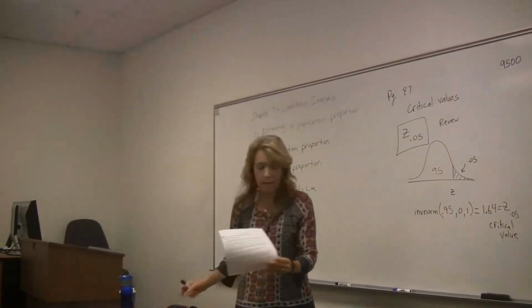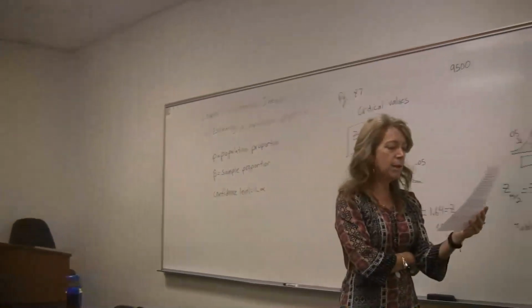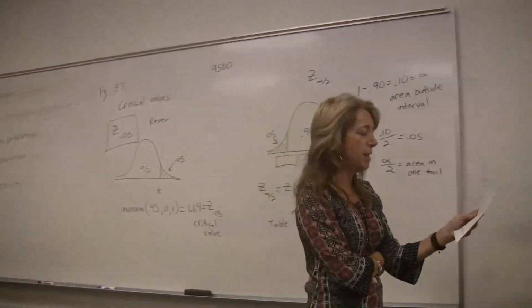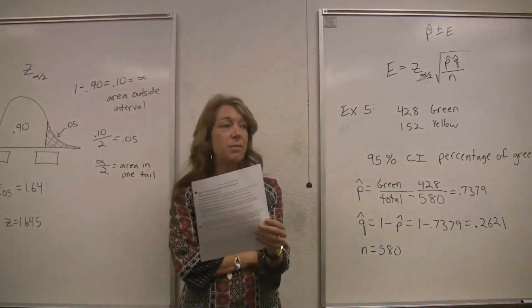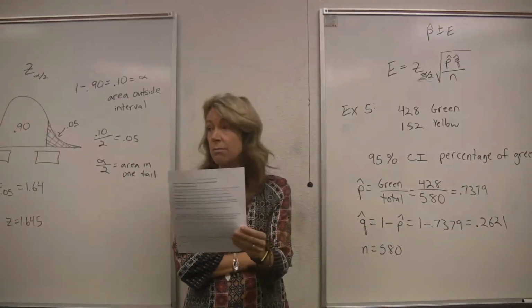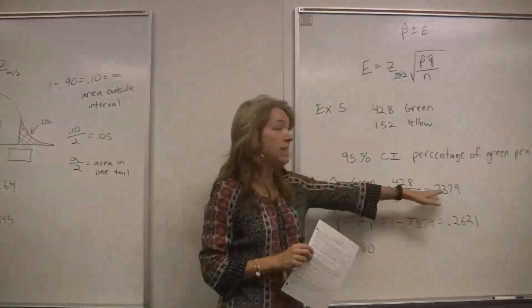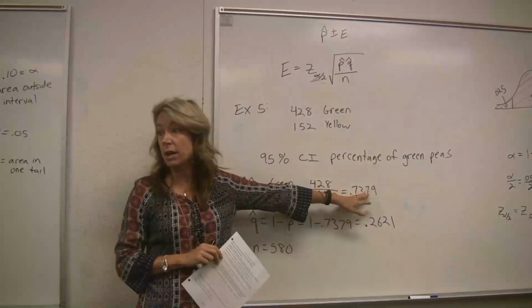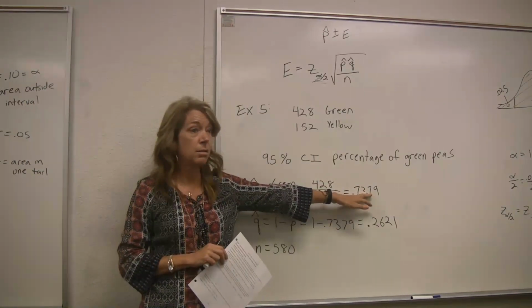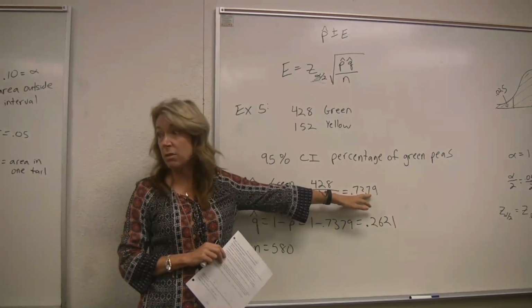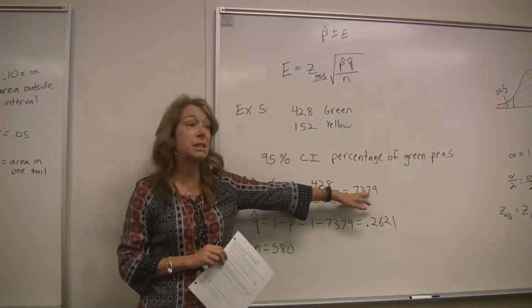So that was method 1. I want to read the question at the bottom before we talk about method 2. Mendel expected that 75% of his peas would be green. His sample was not 75%. This was his sample over here. His sample was 73.79%. So he thought the population would be 75%, but his sample wasn't.